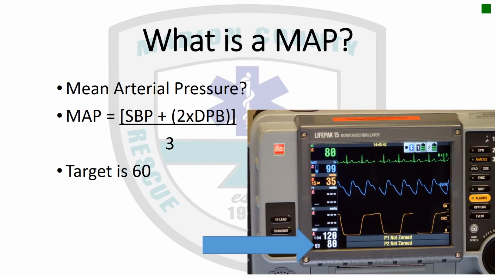So what is the MAP, or the mean arterial pressure? Basically, the MAP is your systolic blood pressure plus 2 times your diastolic blood pressure, divided by 3. Your target MAP is 60. Note that our LifePak 15s will automatically calculate a MAP for you if you're using the non-invasive blood pressure. Keep in mind that the non-invasive blood pressure is historically inaccurate.